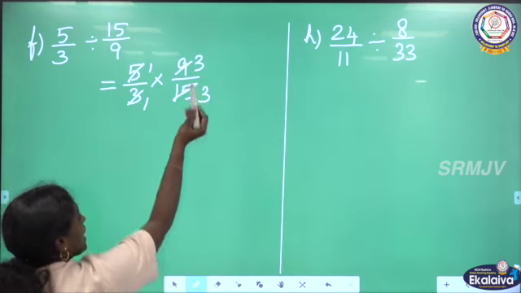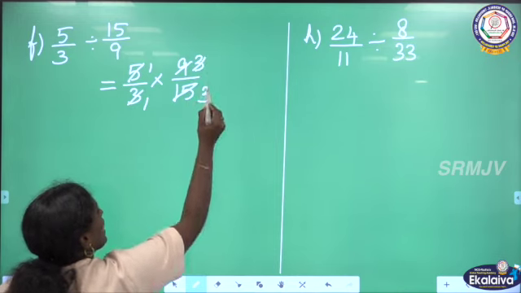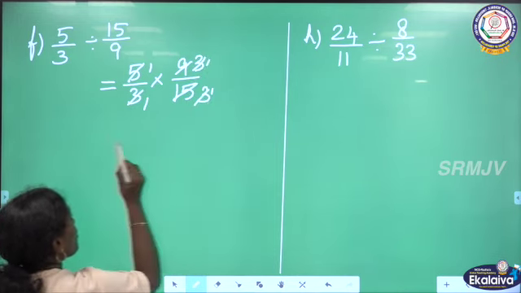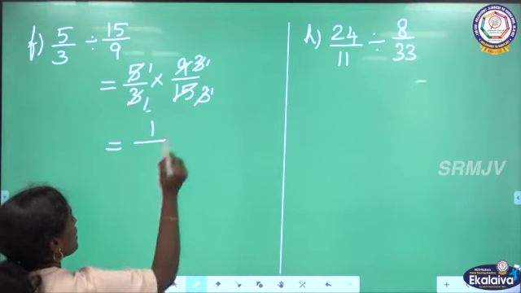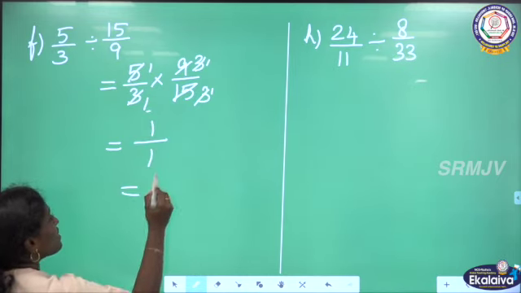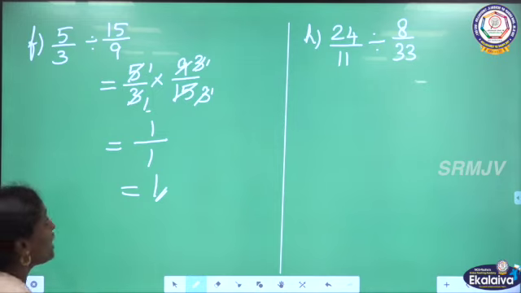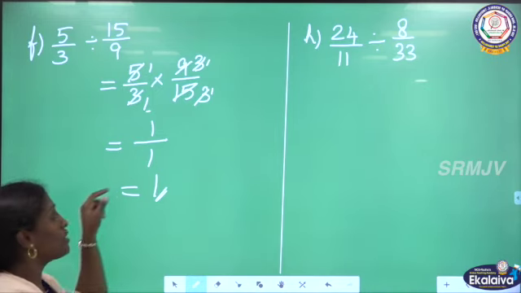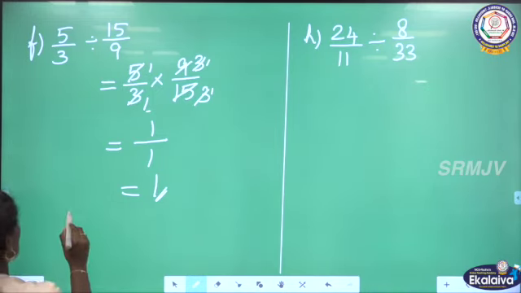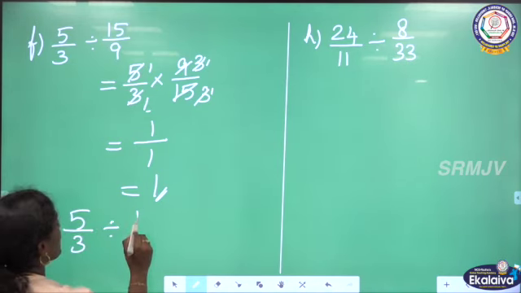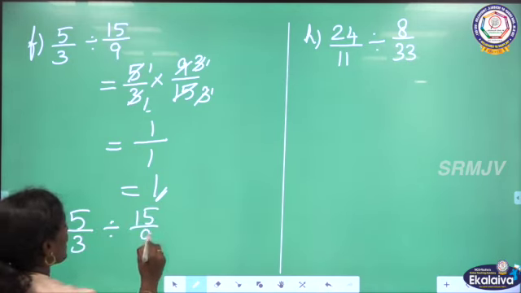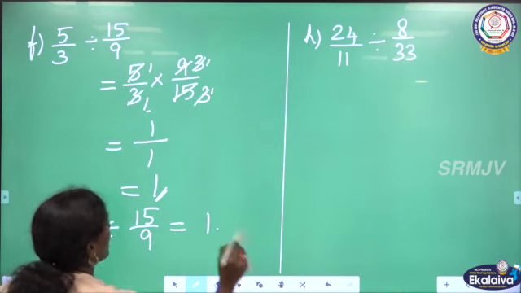Here we can reduce the numbers 3 and 3. As a whole we got 1 into 1, 1 by 1 into 1, 1. So what is the answer? 1. 1 is the answer. We can reduce all the numbers. So 1 is the answer. 5 by 3 divided by 15 by 9 is equal to 1.